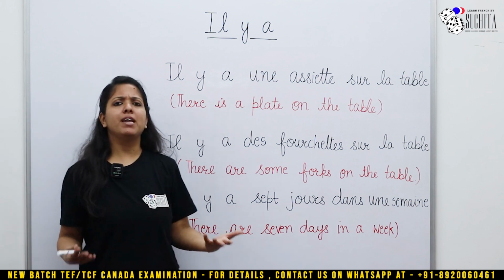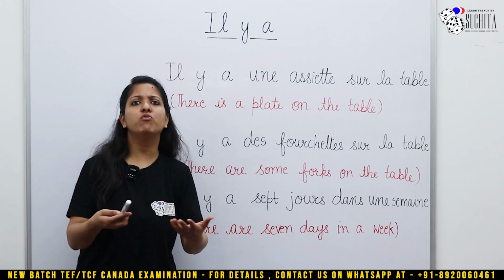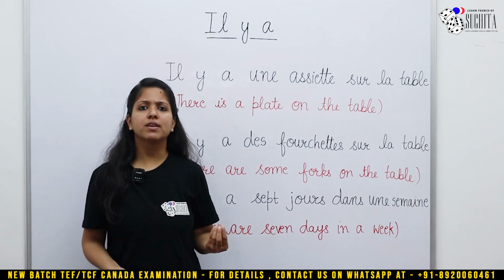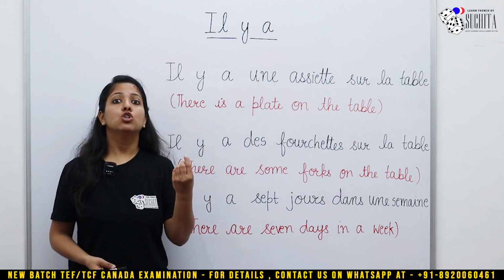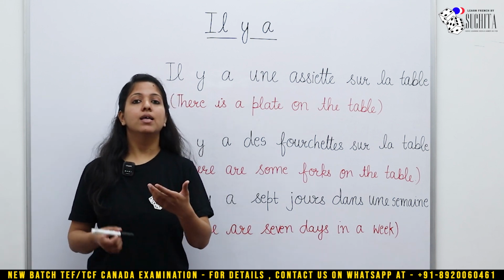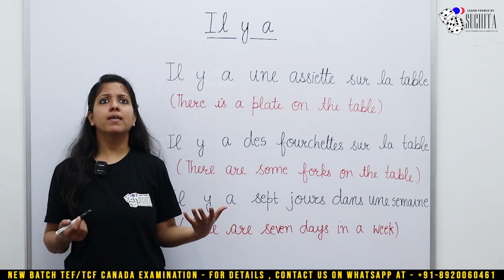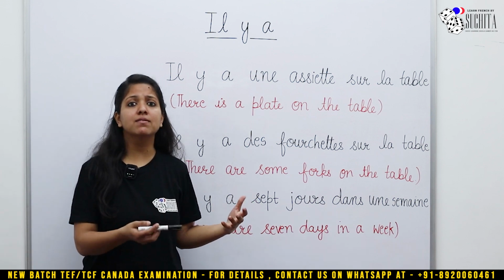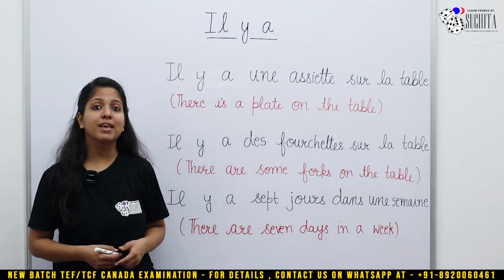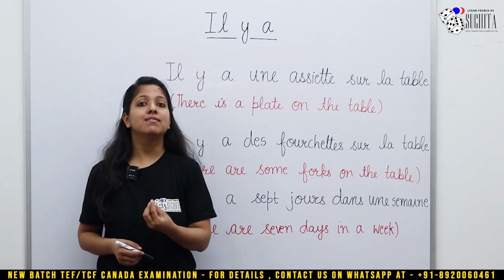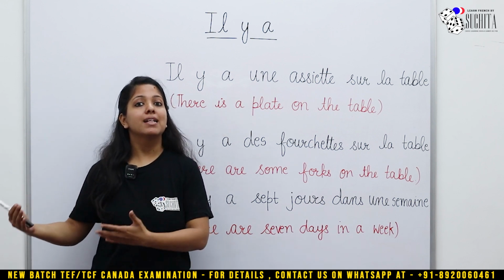So you can frame any example. Let's say there are 12 months in a year. So how would you say that? You will say il y a 12 mois dans une année. Okay. How would you say there are some pens on the table? You would say il y a des stylos sur la table.